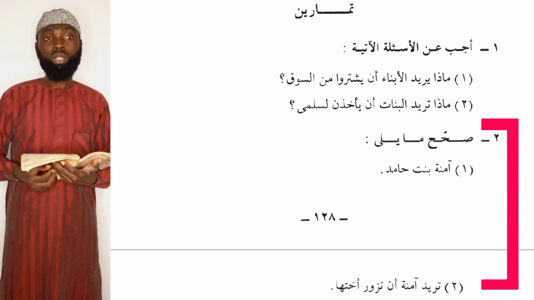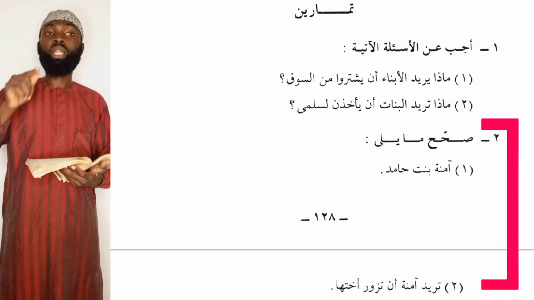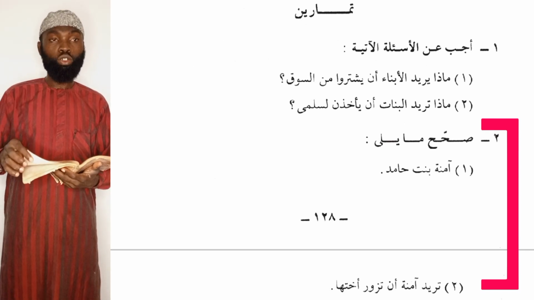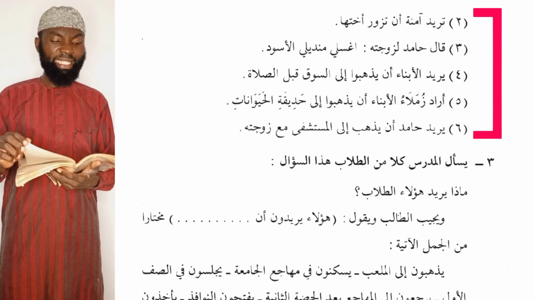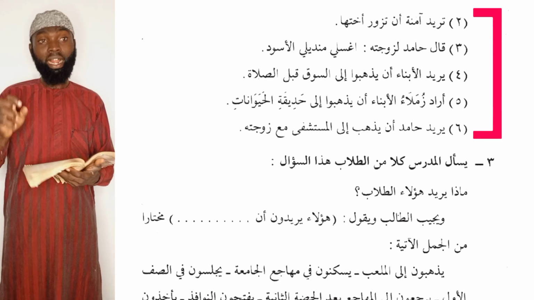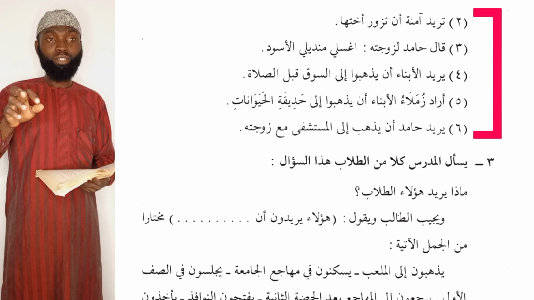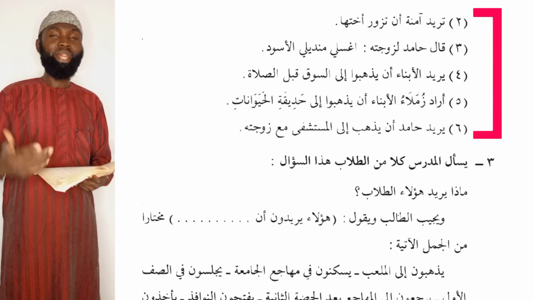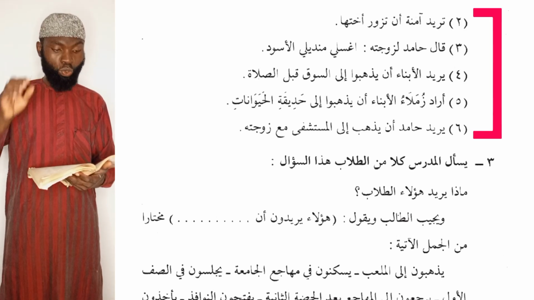تريد آمنة أن تزور أختها. Aminah wants to visit her friend. La, her sister. No. تريد آمنة أن تزور جارتها. Aminah wants to visit her neighbor. قال حامد لزوجته اغسلي منديلي الأزرق. Hamid said to his wife, wash my green handkerchief. No. قال حامد لزوجته اغسلي قميصي الأبيض. Wash my white clothes. يريد الأبناء يذهبوا إلى السوق قبل الصلاة. The children want to go to the market after the prayer.